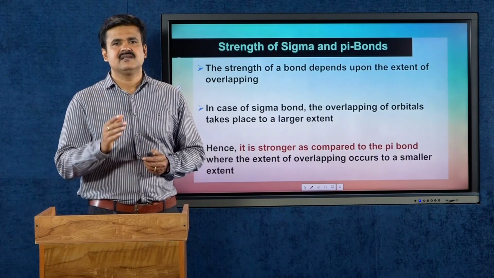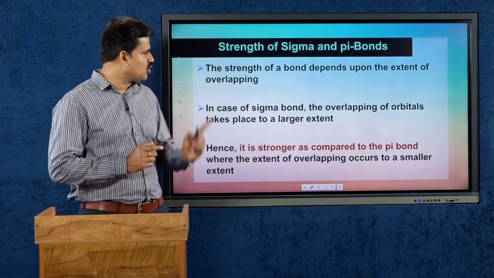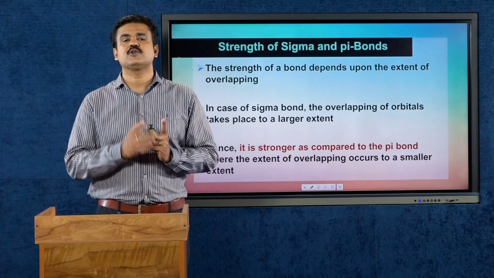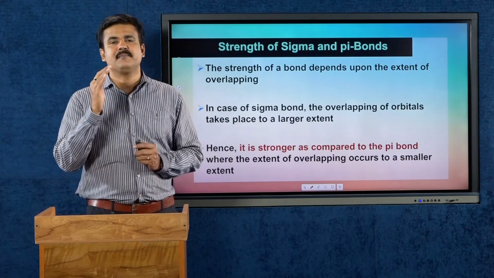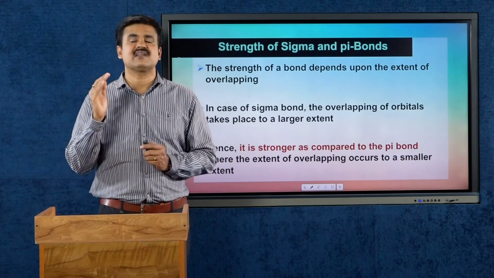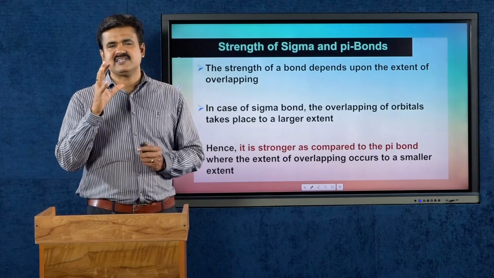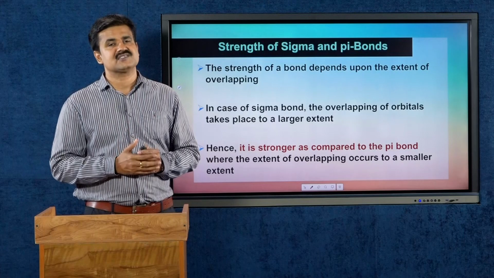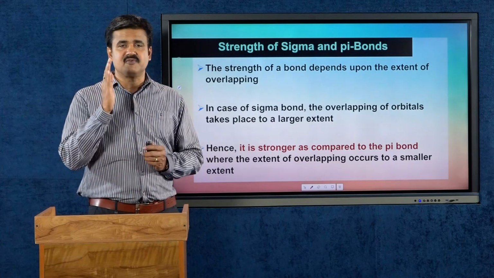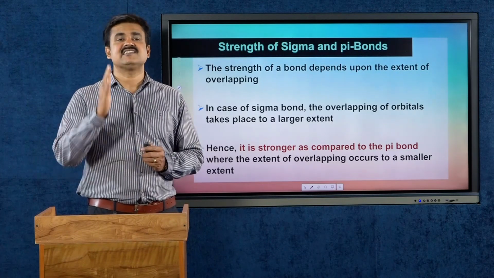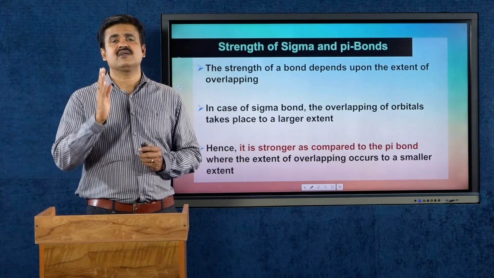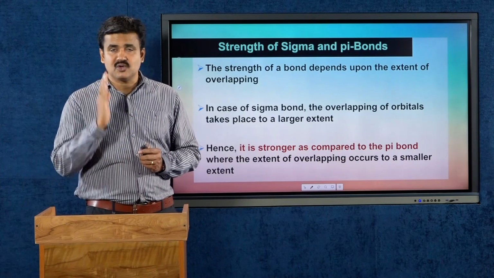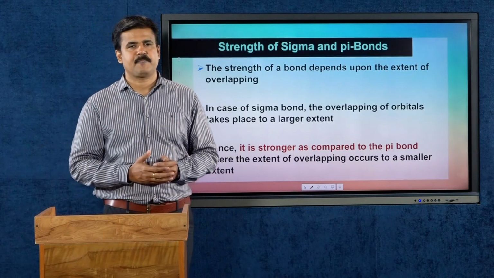That means the sigma bond is stronger as compared to the pi bond, where the overlapping occurs to a minimum or smaller extent. This point is highly important as far as the strength of sigma and pi bonds is concerned. Sigma bonds are formed by end-to-end overlap, which is a greater overlap, or the extent of overlap is high, and sigma bonds are stronger than the pi bonds.